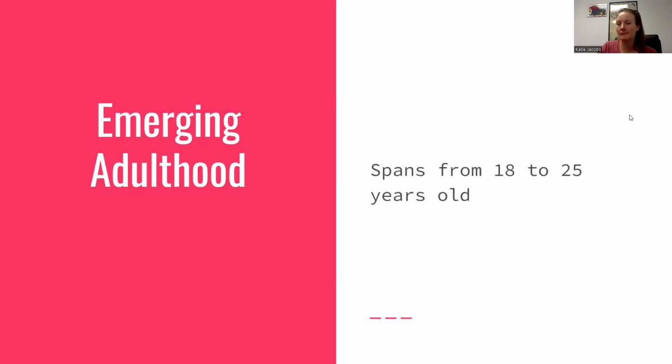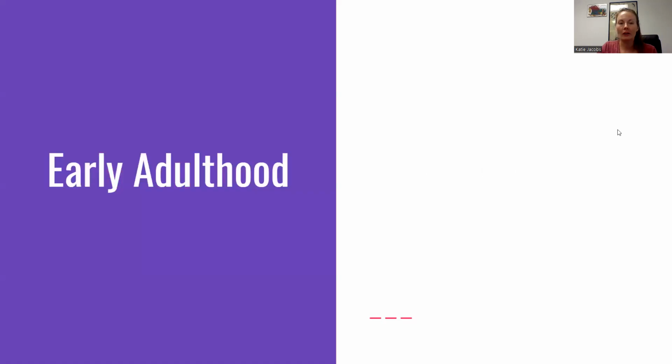So emerging adulthood spans from about 18 years old to 25 years old, while early adulthood spans from 18 years old up to 40 years old. I'm including both of these here because emerging adulthood is typically the stage that we're going to talk about. The materials do speak about early adulthood being from 18 to 40, so I thought I would just share both of these with you.